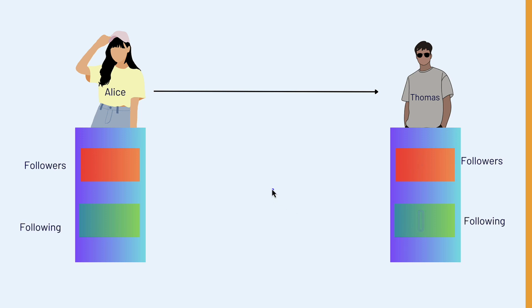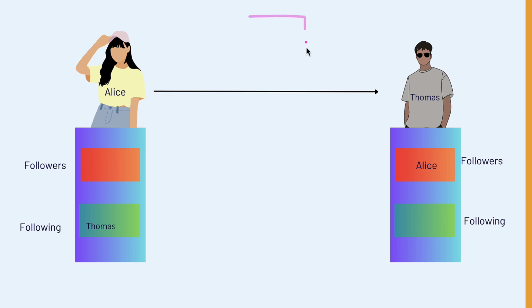So let's say that Alice wants to follow Thomas. Let's look at the flow. Here, Alice will click on the button to follow Thomas. At this point, two things are going to happen. First, Thomas will be placed in the array of Alice's following. At the same time, Alice will be placed in the array of Thomas's followers. So here, two things are happening. So let's see the flow one more time.